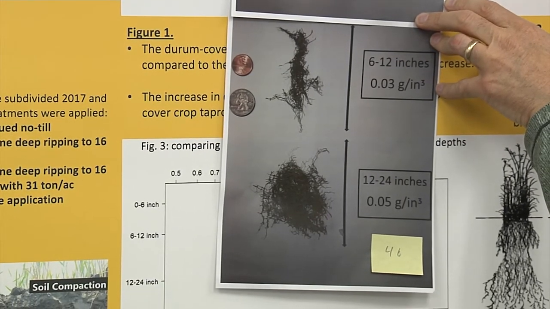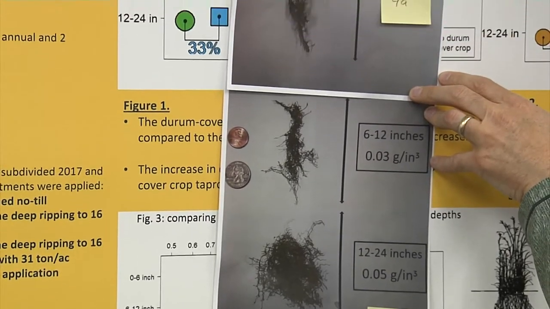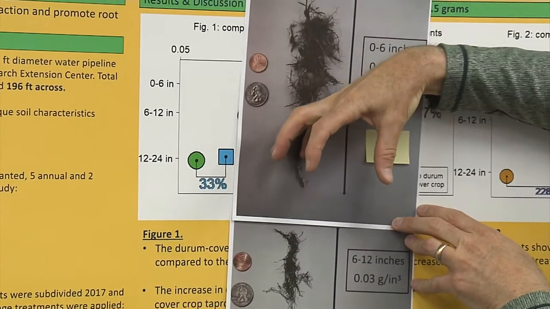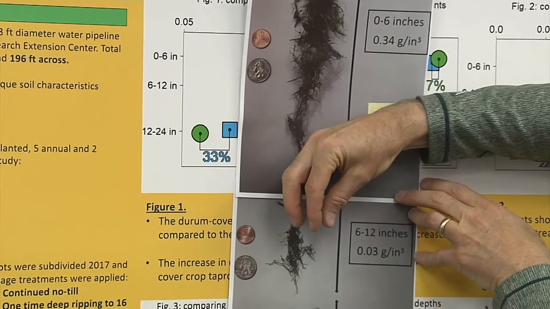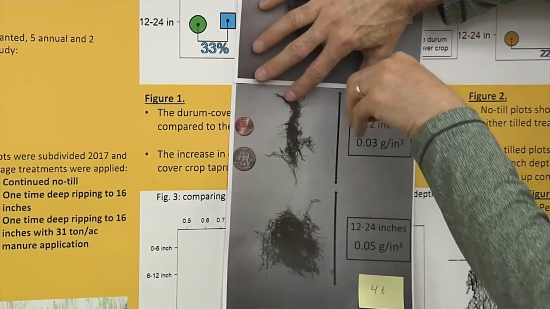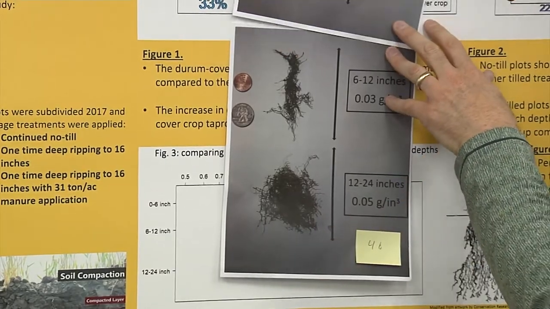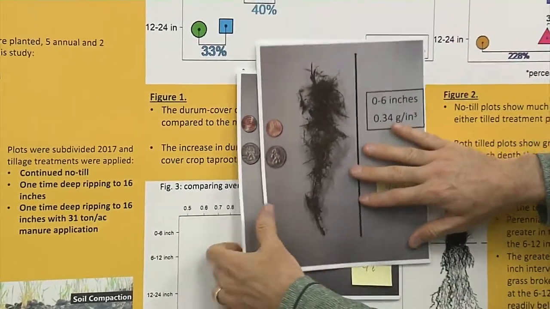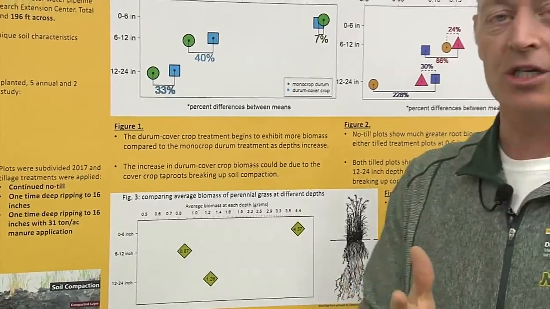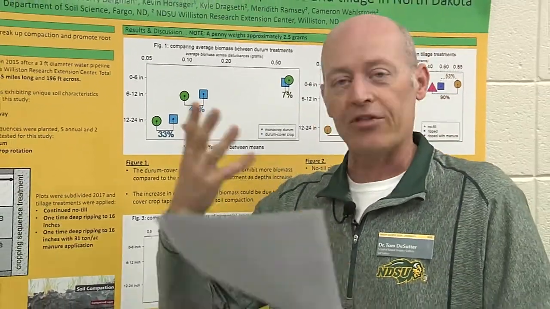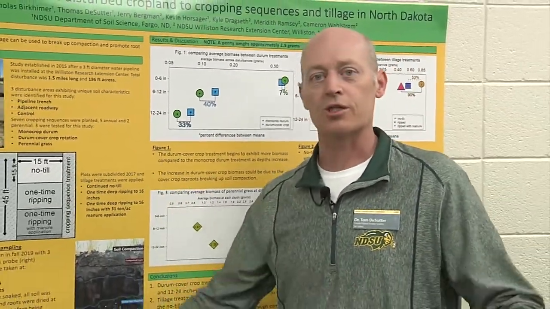So this shows us that the perennials are moving down really well through the 0 to 6. They're getting constricted as they get to the 6 to 12. And as they get down to the 12 to 24, they're starting to move back out again. So we're doing what we're designing to do, which is to get that compaction, open it up a little bit, let that water move down through, and let those roots explore the whole soil profile as opposed to just farming the 0 to 6 inches.